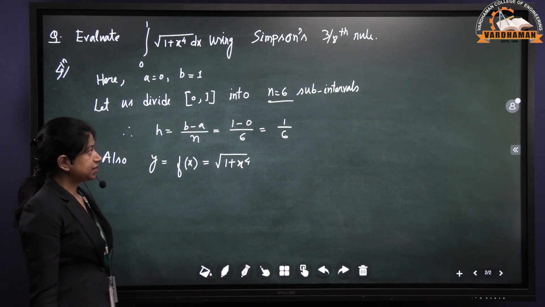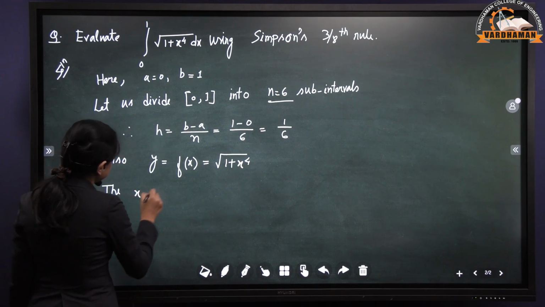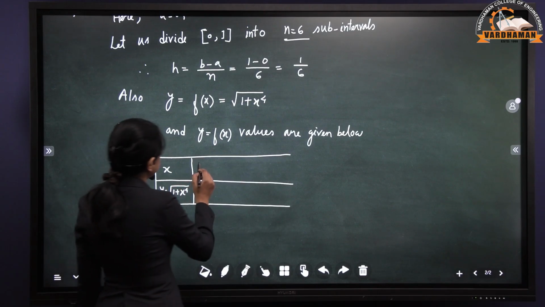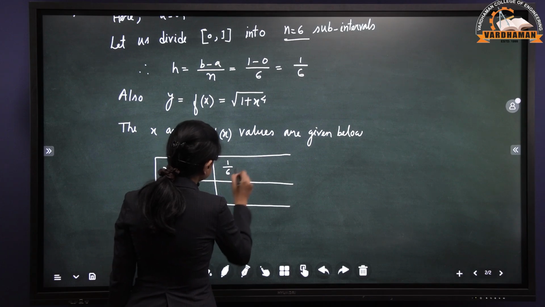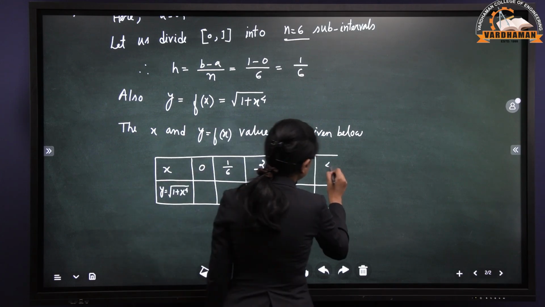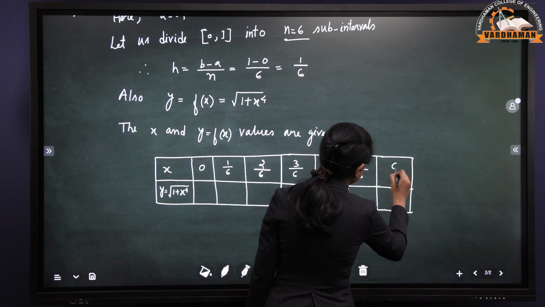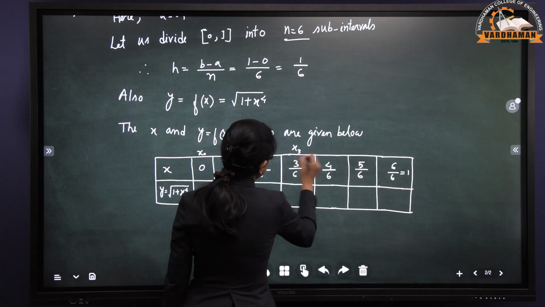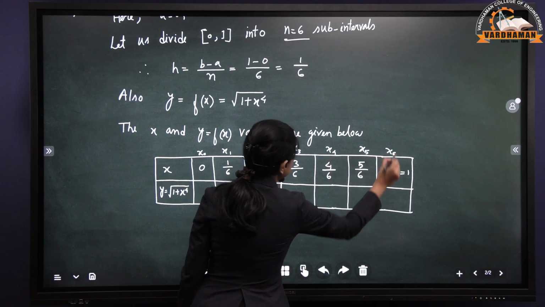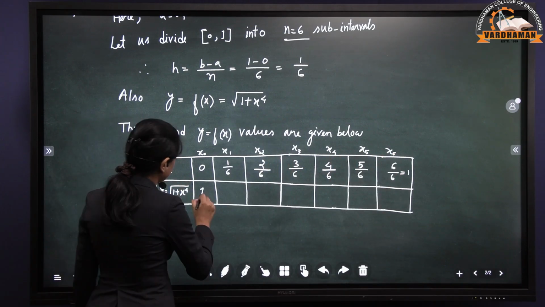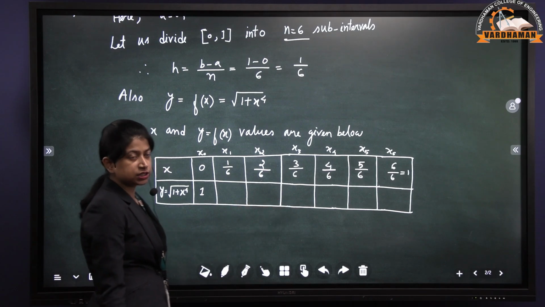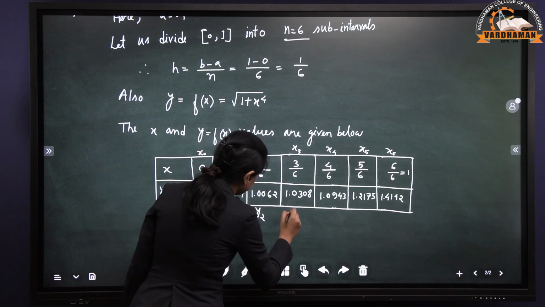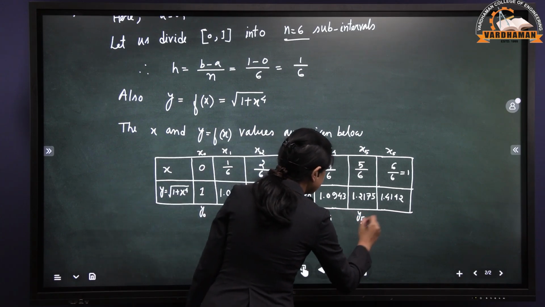Now we will make one table for x and y values. The x and y equal to f of x values are given below. First value of x is 0. Next value will be 1 by 6, 2 by 6, 3 by 6, 4 by 6, 5 by 6 and 6 by 6, which is equal to 1. This is x0, x1, x2, x3, x4, x5 and x6. If x is 0, then y will be 1. And for these values, we can use calculator, and this will be this. This is y0, y1, y2, y3, y4, y5 and y6.